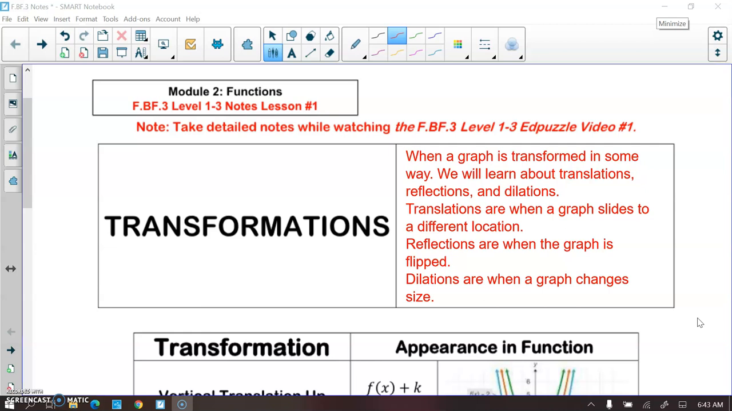Today we're going to learn about translations, and this is when we take a graph and we just slide it to a different location on the graph.